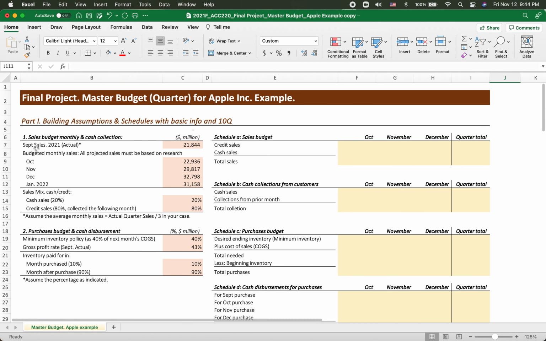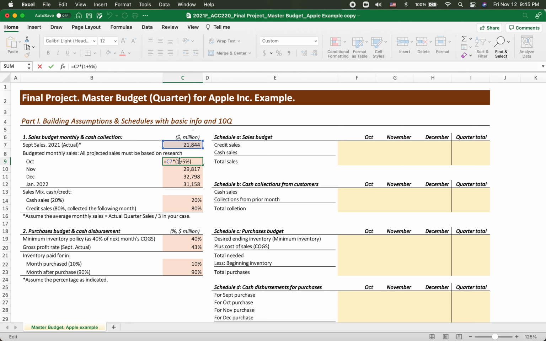Okay, so first of all, we need to build the sales budget assumptions, right? We need the September sales, which is the actual, and then budgeted monthly sales. All projected sales must be based on research. I put in October, November, and December for Apple cases based on the assumptions. The last month's $12.1 billion is now increased or decreased, something like that. But those numbers should be explained by your research on your chosen company.